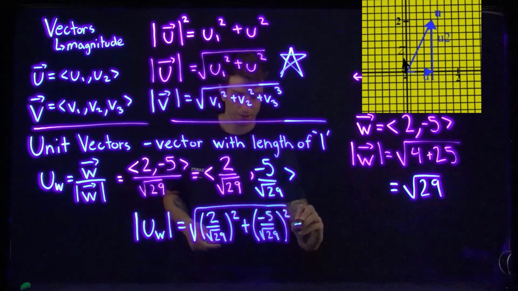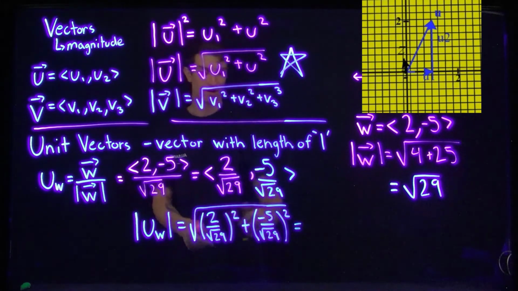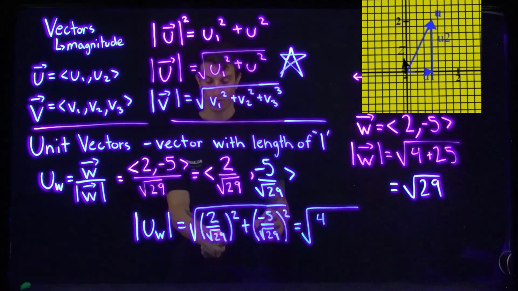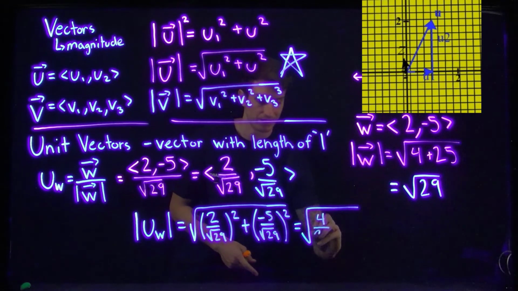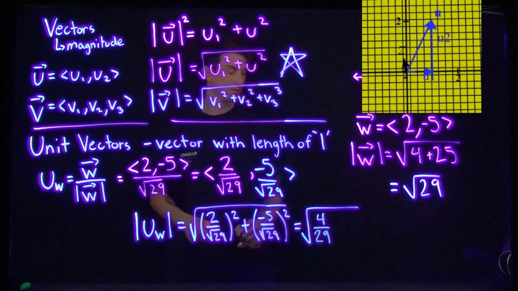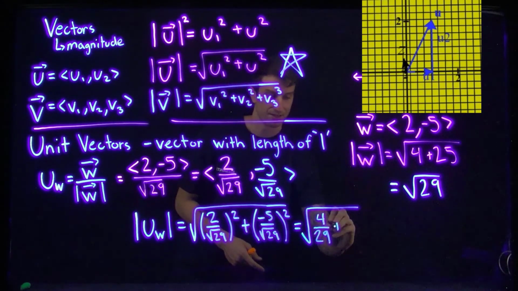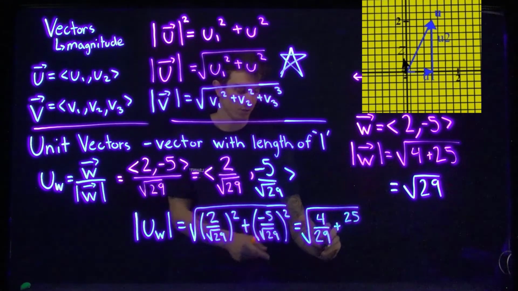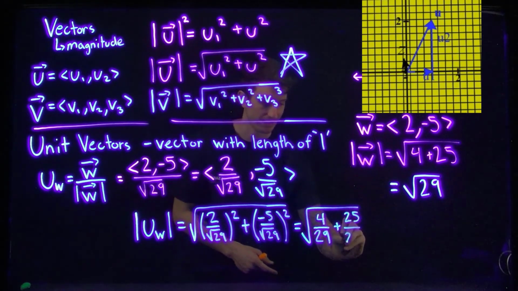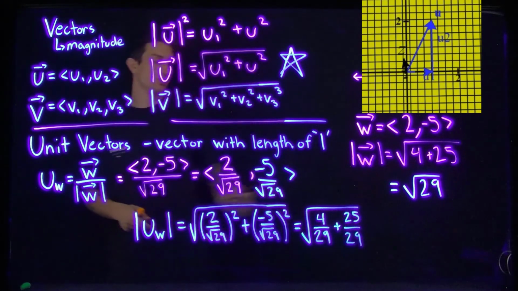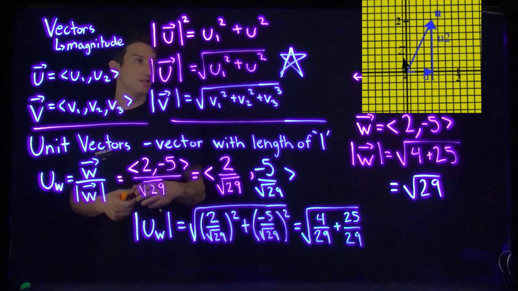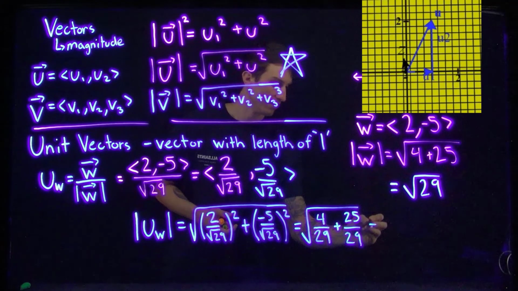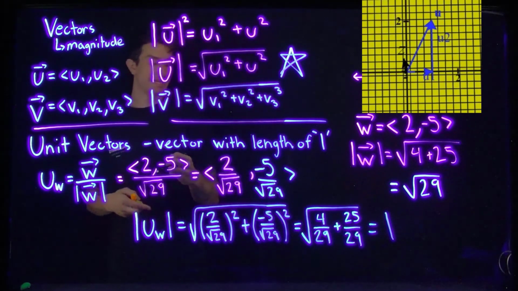And we'll move forward. 2 squared is going to be 4. And a square root squared will just be 29. And same thing over here, plus negative 5 squared, 25, over square root of 29 squared, 29. And what do we get? 4 plus 25 equals 29. 29 over 29, 1, square root of 1, 1. So indeed, it is a unit vector.